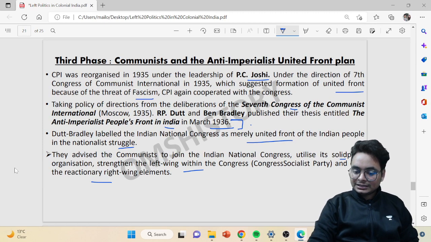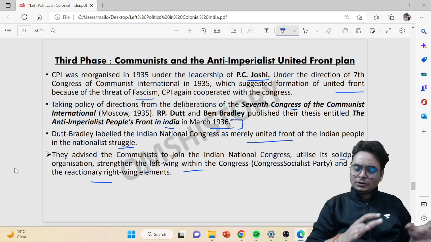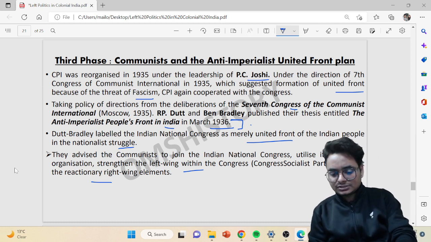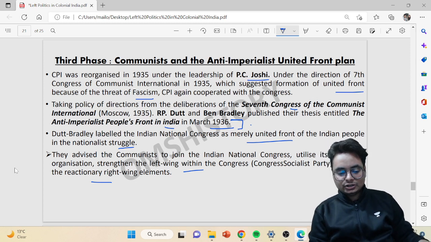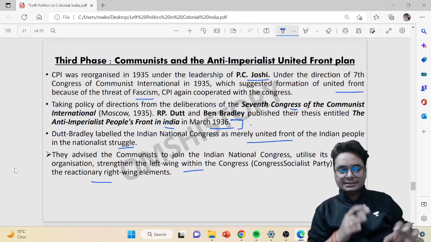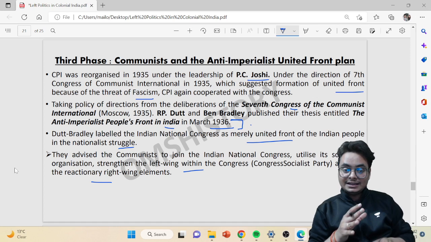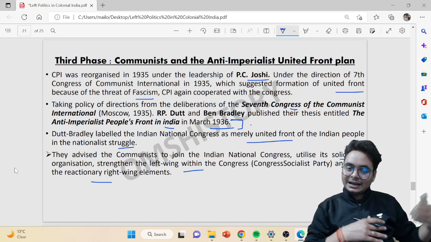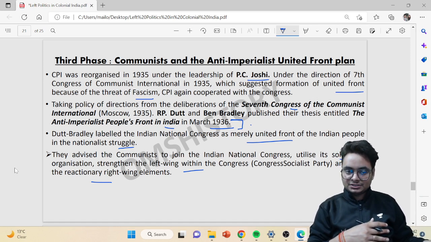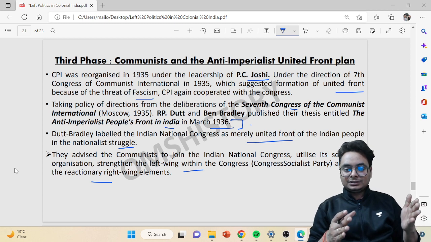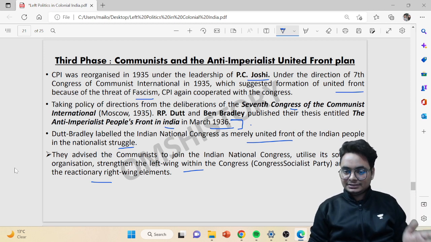This was your third phase, which emerged at this very point of time. Now, what was this third phase? How was this third phase different? In it you see how the communists made a strategic alliance with the Congress under the guidance of the 7th Congress of the Communist International, or under this thesis which was given by Dutt and Bradley.